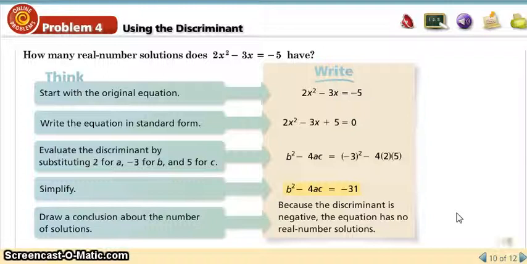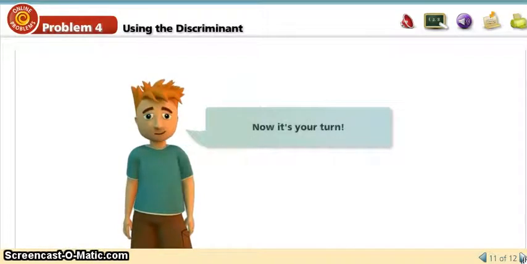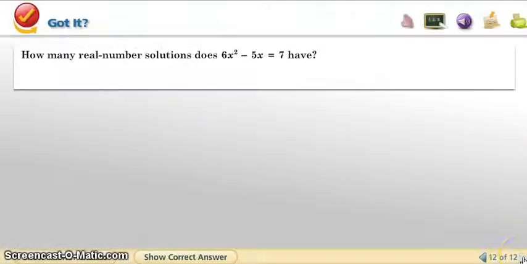So a negative discriminant has no real number solutions. A positive discriminant, you will have 2 real number solutions. And if the discriminant is 0, you will have 1 real number solution. So use that information. Now it's your turn on this problem. Make sure that you write this in standard form first, then use the discriminant, the piece that's under the radical sign, to determine the number of solutions you should have.